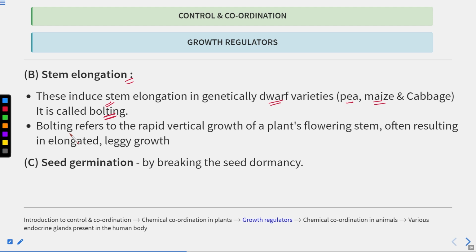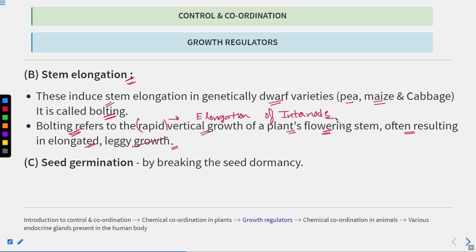How can we define bolting? Bolting refers to the rapid vertical growth of a plant's flowering stem, often resulting in elongated and leggy growth. This is known as bolting, and it is because of the presence or application of the hormone gibberellins. So there is a very rapid vertical growth of the plant's flowering stem. Why is there this growth? Because of the elongation of the internode.